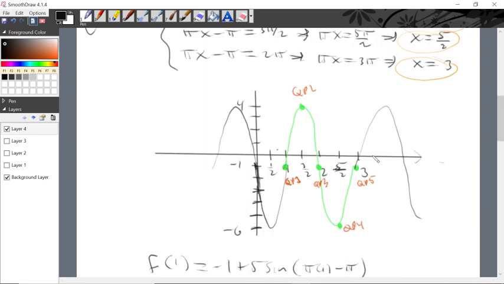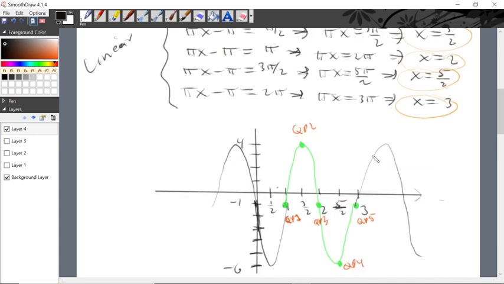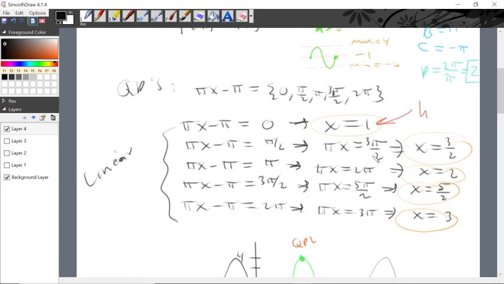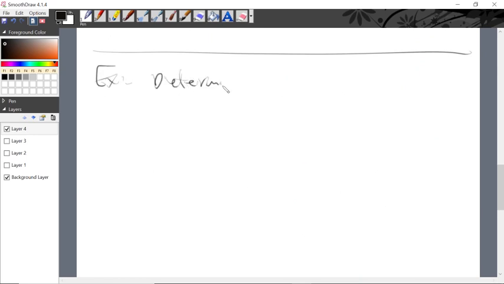So what's left to do in this section is let's take a look at a graph and try to determine what is the function that would describe that graph that we're given. Determine an equation.